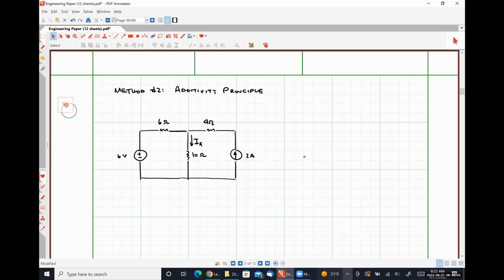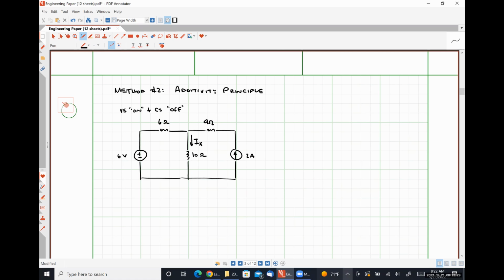If there were 3 sources, there are multiple different permutations of the ways that we could leave things on and turn things off and still get the correct result, okay? So let's start with voltage source on and current source off, okay?